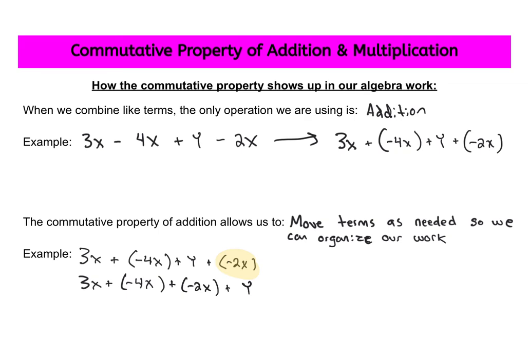So now we can do our actual math and say 3x minus 4x is going to be negative 1x, or just negative x, plus 2 more negative x's, plus that y, which simplifies down to negative 3x plus y.